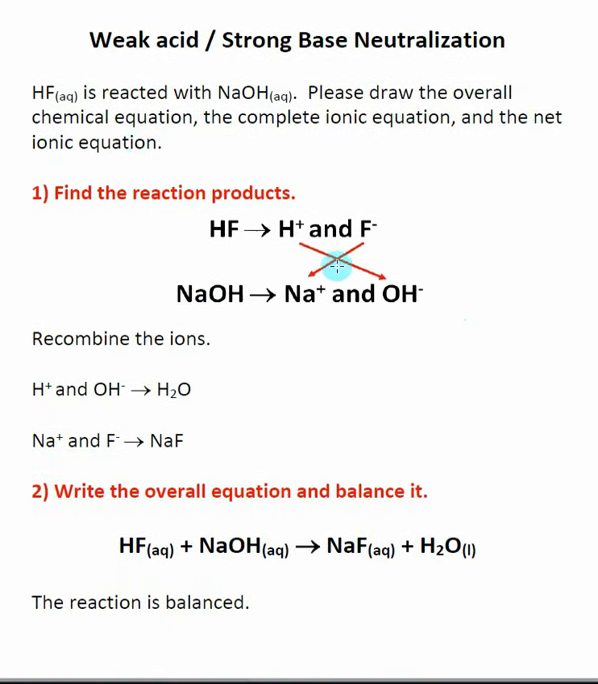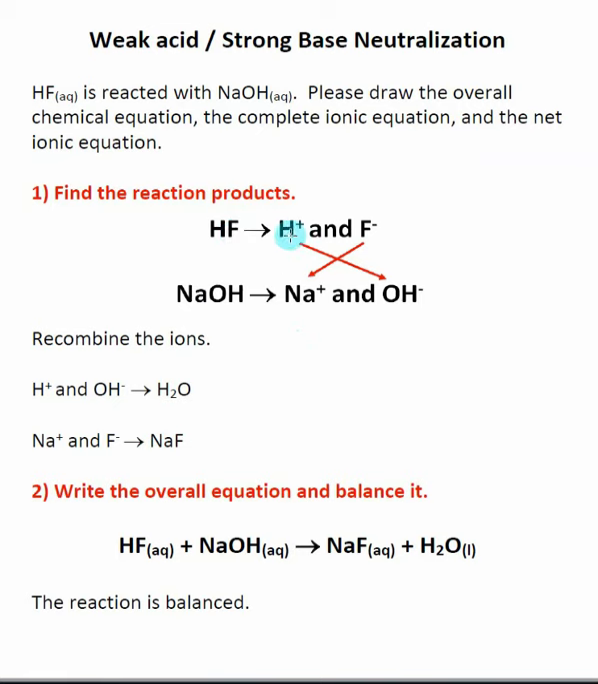So here, the next one is taking a weak acid and a strong base and doing a neutralization. Our weak acid in this case is HF, and we're reacting it with a strong base, NaOH, and we're going to draw the overall neutralization reaction, or what's going on in the reaction between the two. First step, I break my reactants up into their ionic species.